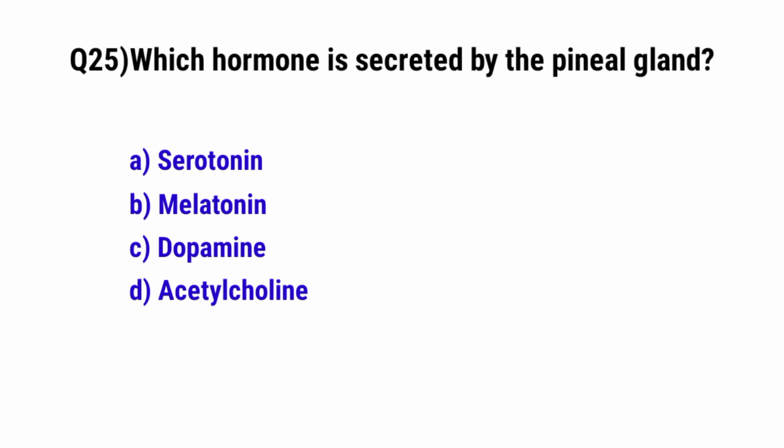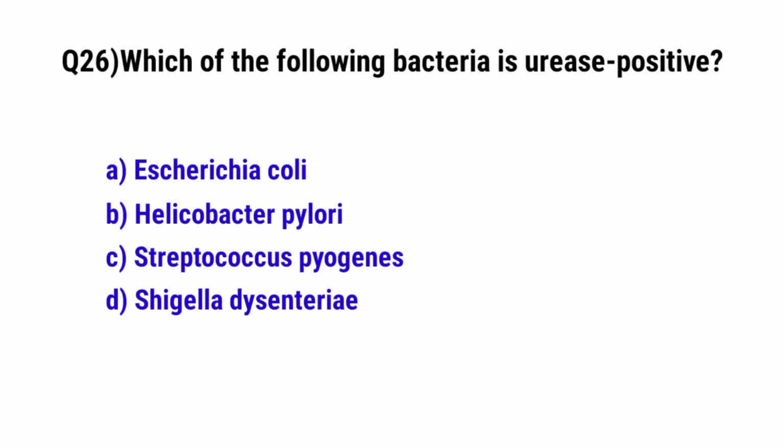Question number 25. Which hormone is secreted by the pineal gland? The correct option is B. Melatonin. Question number 26. Which of the following bacteria is a urease producer? The correct option is B. Helicobacter pylori.